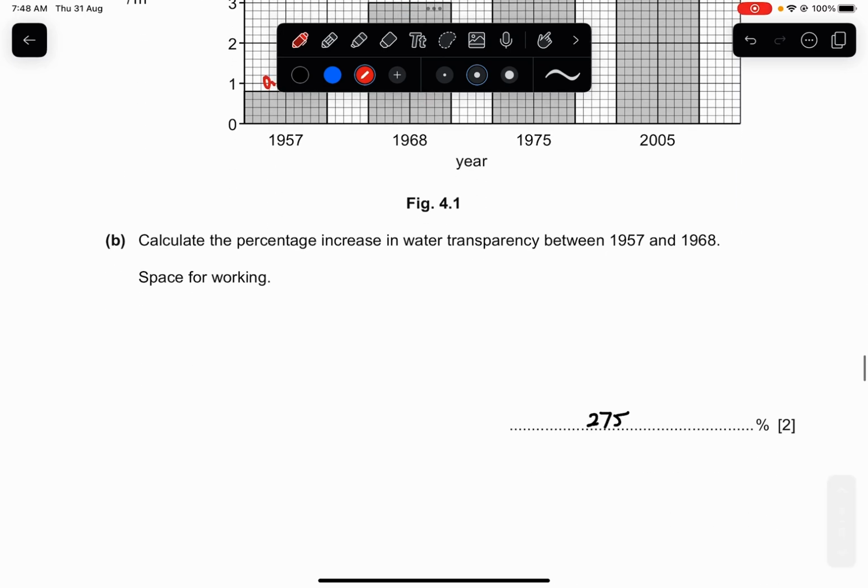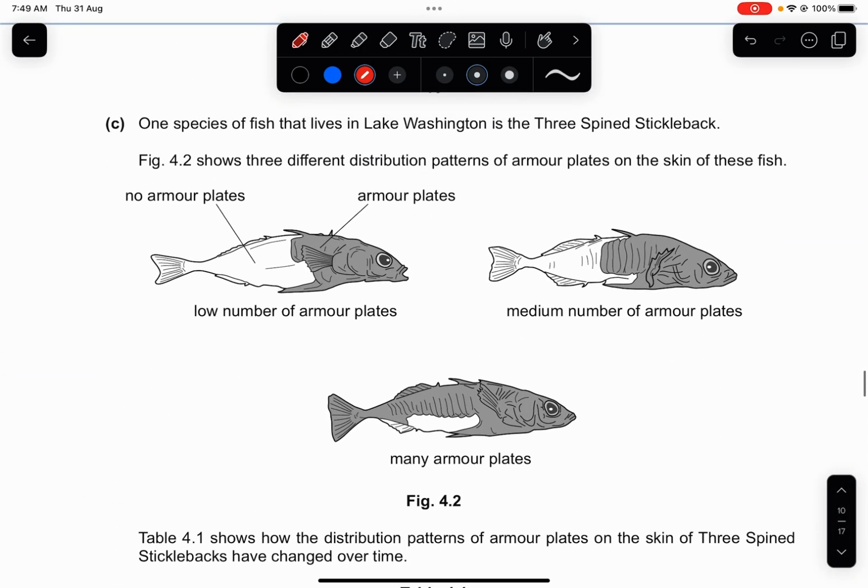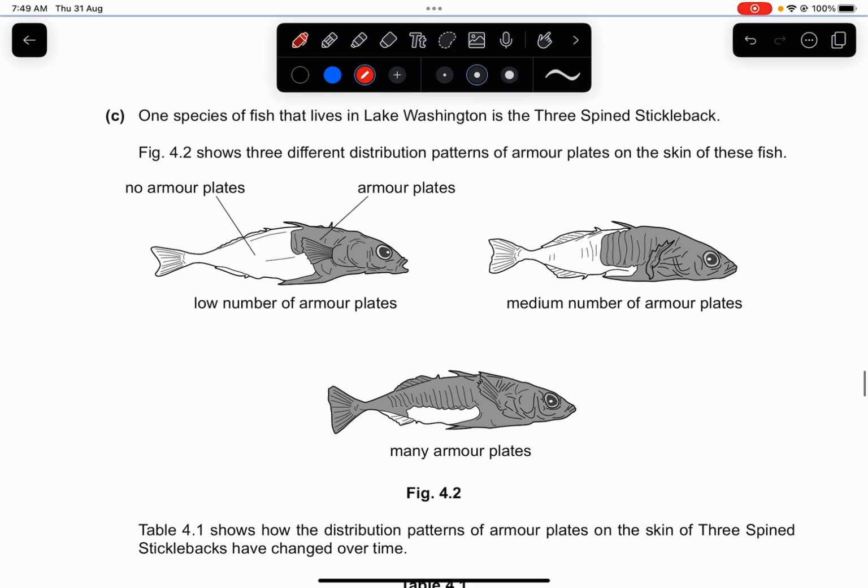So since the percentage increase will be 3 minus 0.8 over 0.8 times by 100, you get 275. So the answer is 275%. Okay, part C. One species of fish that lives in Lake Washington is the tree-spine stickleback. Figure 4.2 shows the 3 different distribution patterns of the armor plates on the skin of these fish.